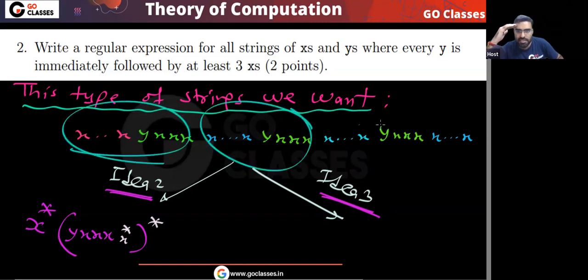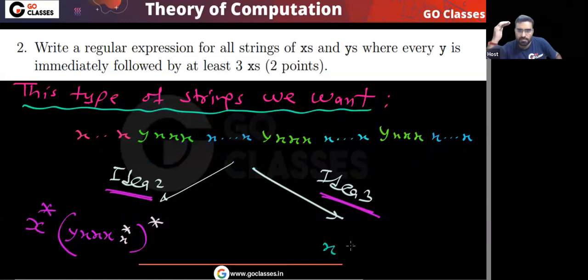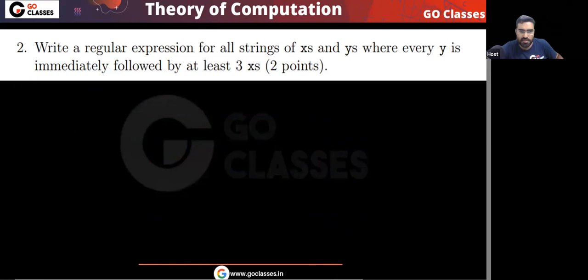I am saying that this structure is repeating, and then at the end, x star. So very simple. Your answer will be x star y x x x, this whole thing star, and at the end x star. So these are the different points of view. I hope all these points are clear. Please tell me, did you understand?